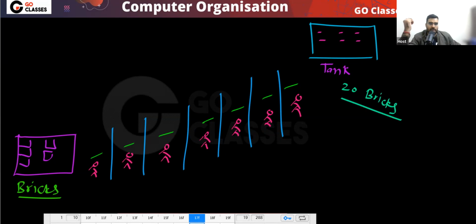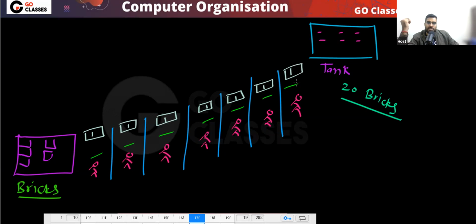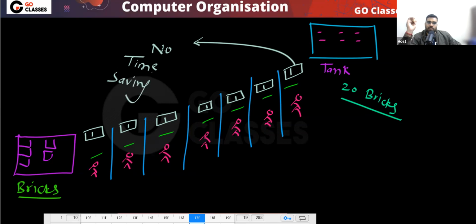Now this is going to happen. Look at the first brick. That will go here, then here, then here, then here, then here, and then here. So tell me, did we save any time for the first brick? Is there any time saving for this first brick? There is no time saving, right? For the first brick there is definitely no time saving.